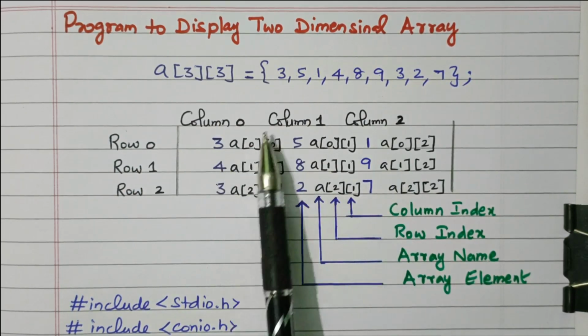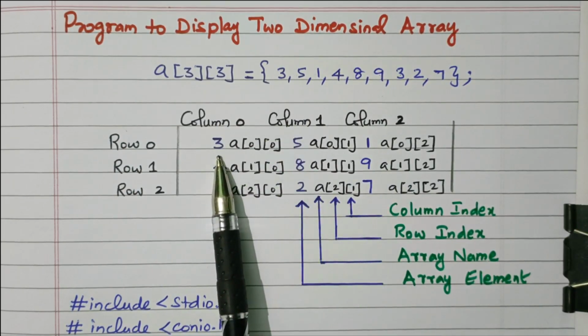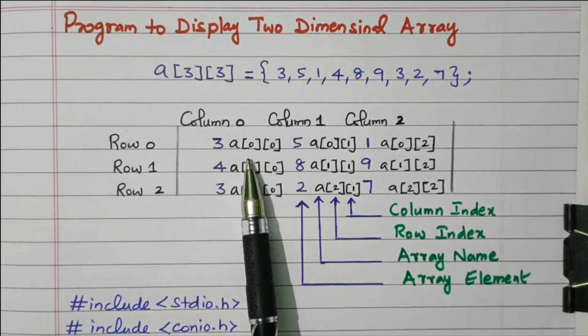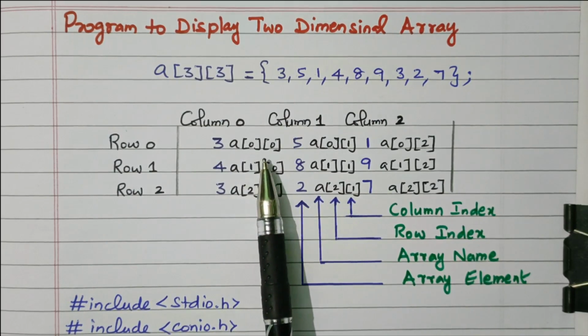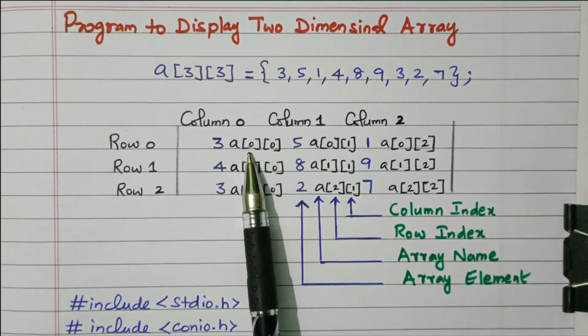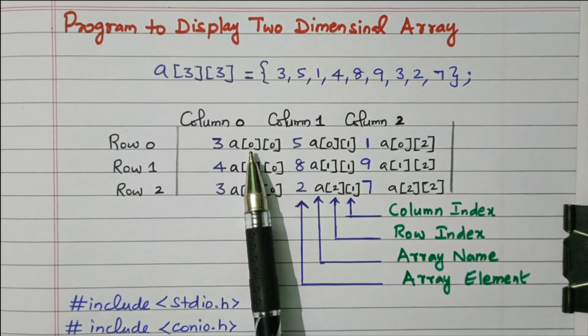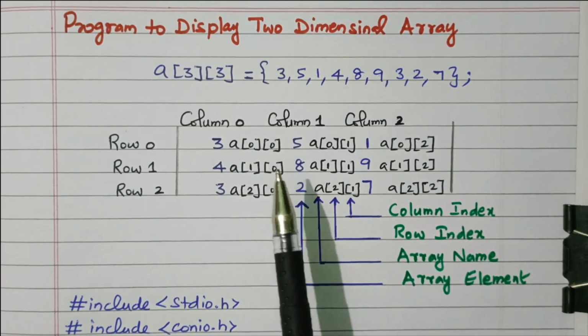Right. So the first number 3 is arranged here. That is A of 0, 0. That refers to first row and first column. This first 0 refers to the row, that will refer the row size. This second one is the column, right? So 0 means 1. So first row, first column.